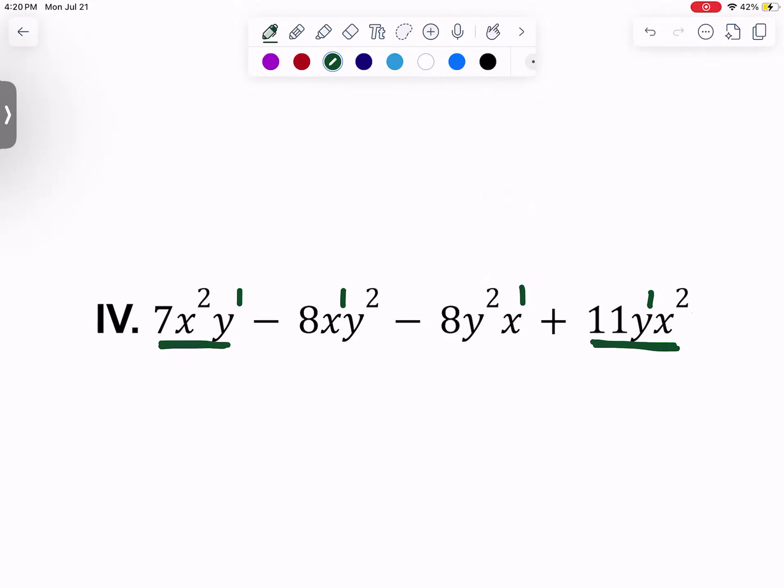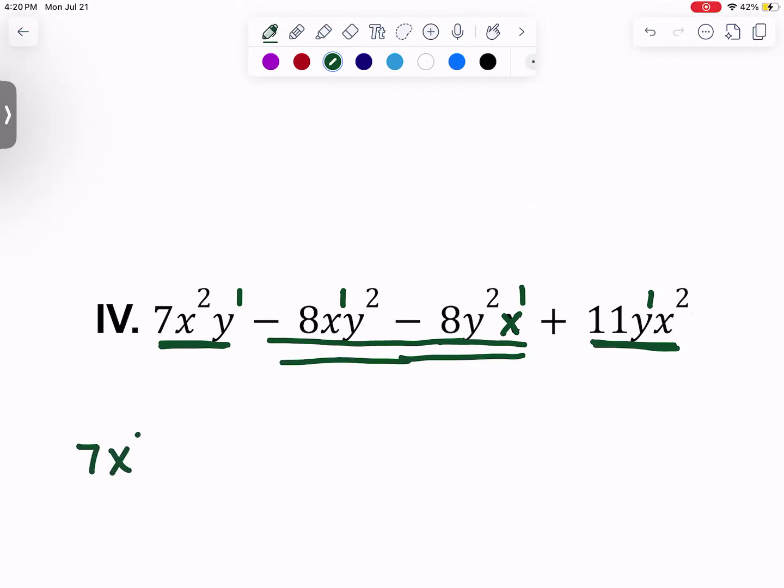Negative 8x to the first, y to the second, has a like term. The other negative 8 also has x to the first and y to the second. So those two are like terms. Let's underline these two 2 times.